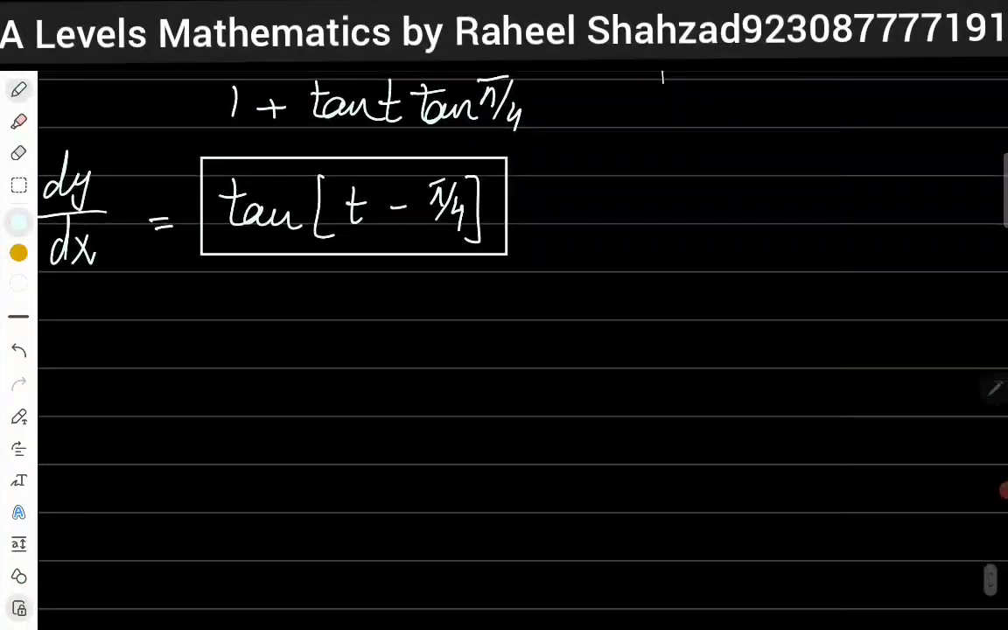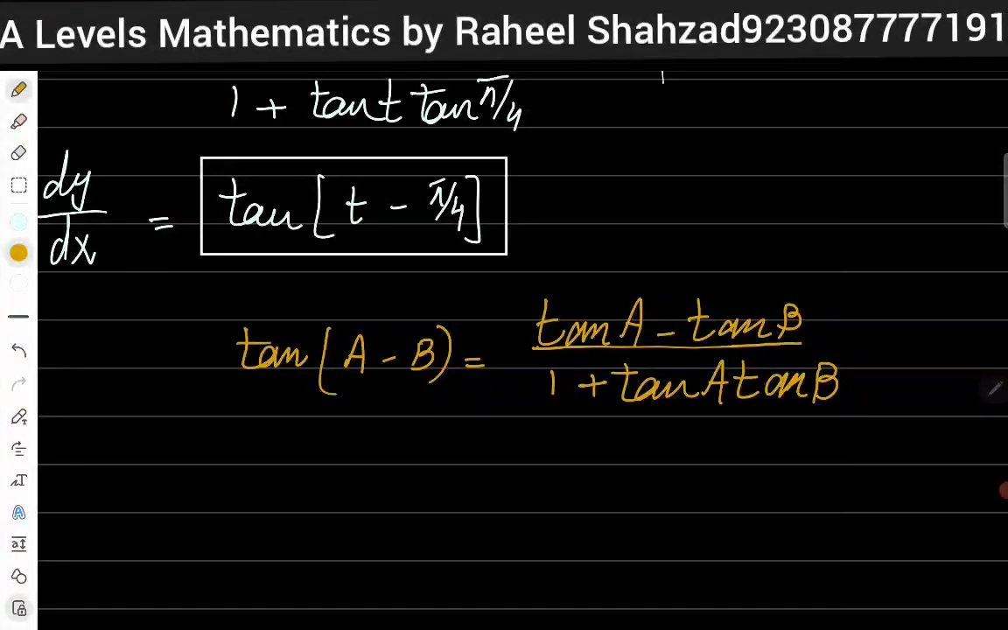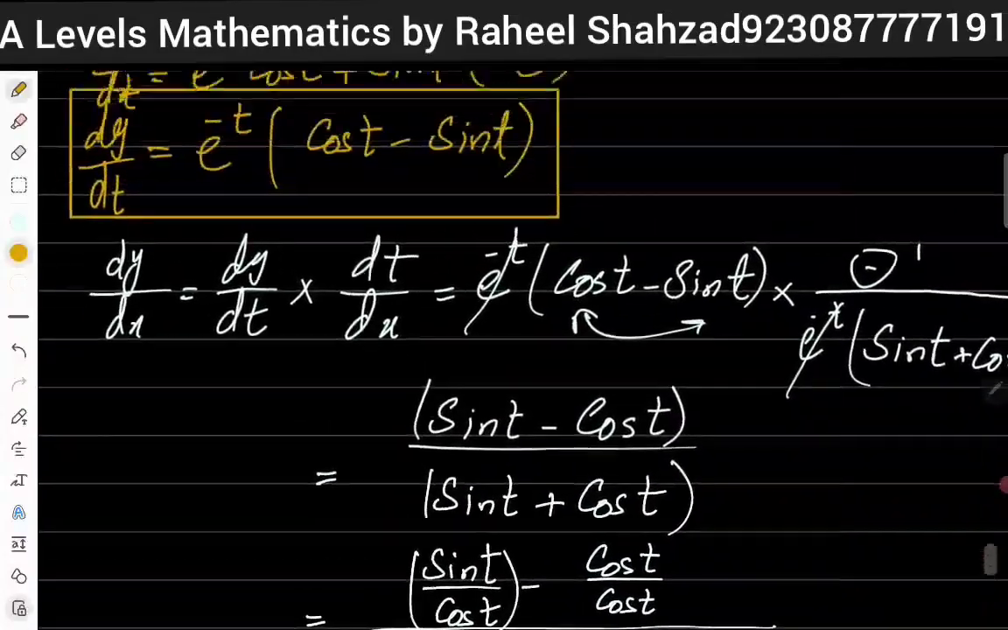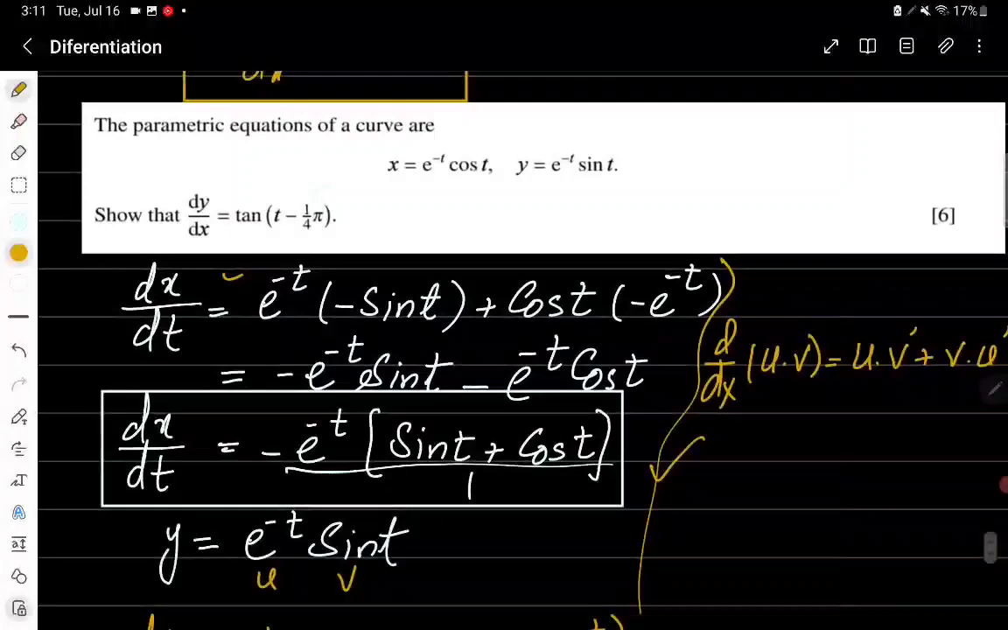It's very important to recall the addition formula of tan. If you remember, tan of (a minus b) was equal to (tan a minus tan b) divided by (1 plus tan a tan b), right? So we are basically using that formula for this. So this is how we differentiate parametric equations. Parametric equations are basically given in the form of parameters.